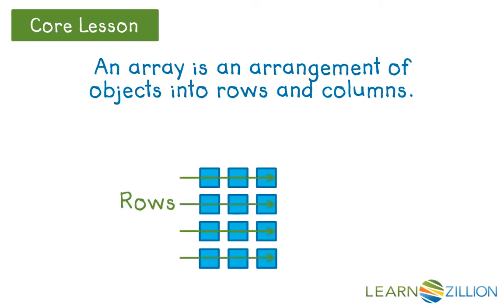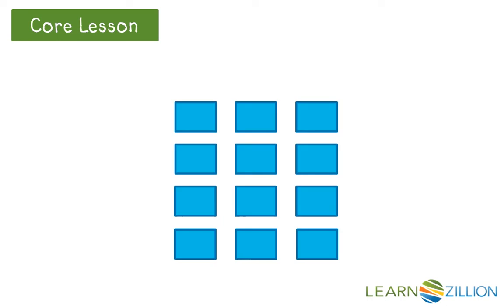These are the rows, and each row has the same number of objects. In this array, there are three tiles in each row. These are the columns, and each column has the same number of objects. For this array, there are four tiles in each column. There are 12 tiles in all.